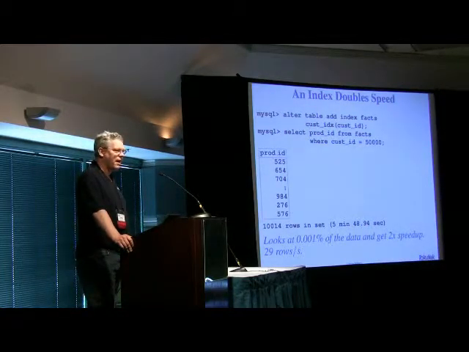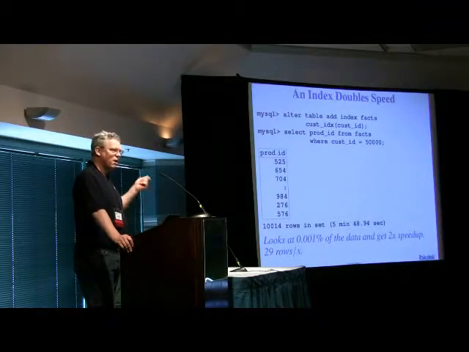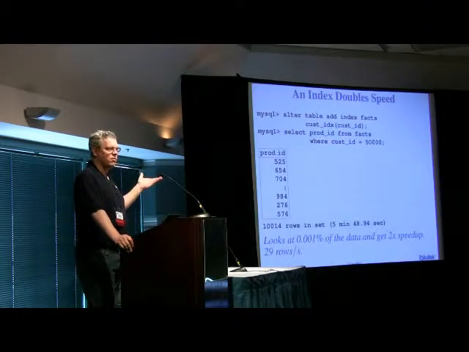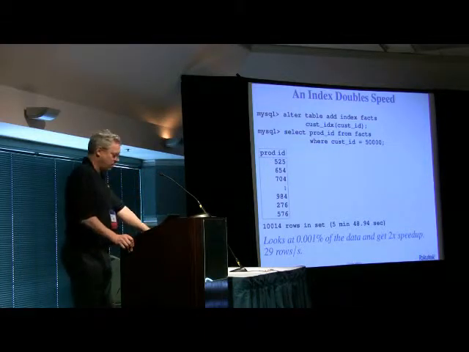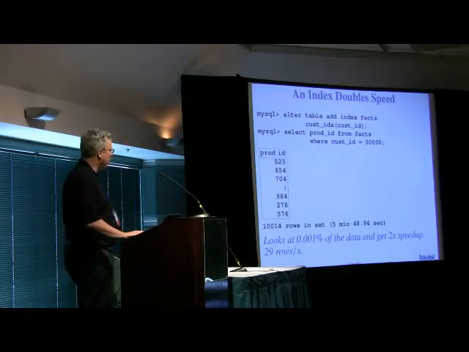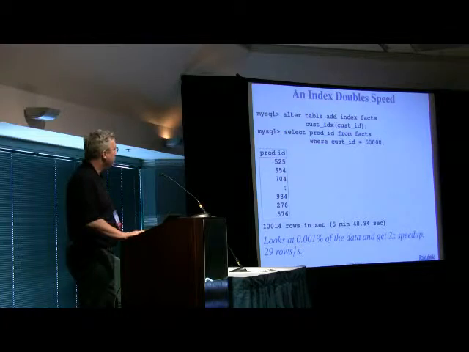We're only looking at 0.001% of all the data in the database. That index quickly narrows us down, so we're only looking at 10,000 rows out of the billion. And it still takes half as much time as it would take to do an entire table scan. In this case, it's 29 rows per second. So it's not very satisfying.